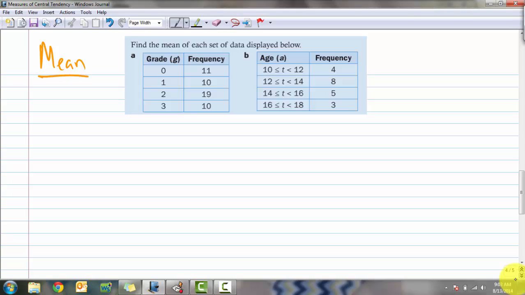So now let's find the mean of each set of data here. These are frequency tables. Normally, to find the mean, to find x bar, we're going to add up the data values.